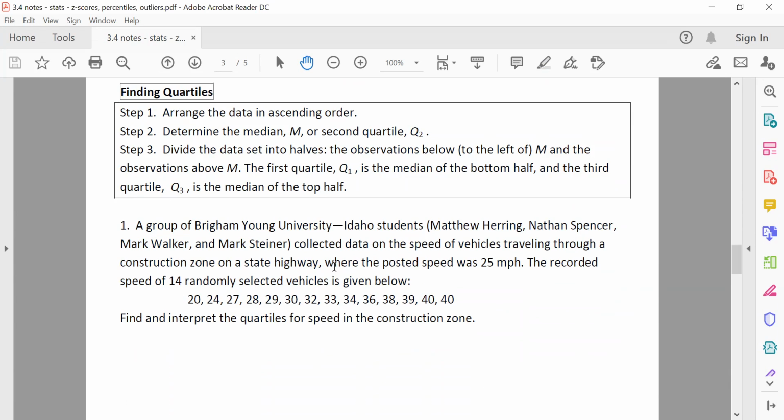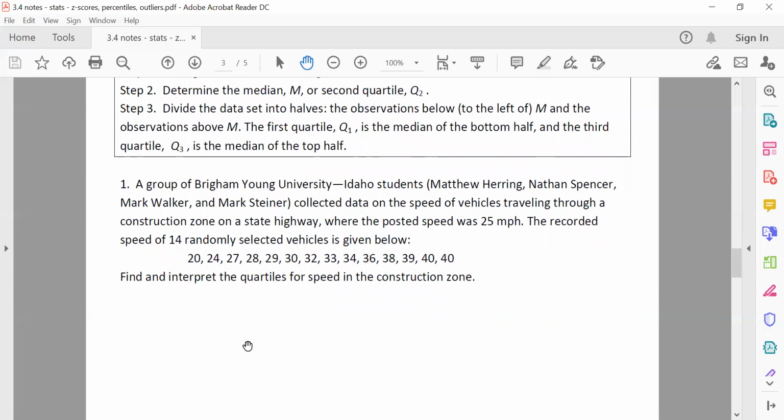So now, let's talk about how we find the quartiles. First, you have to put the data in ascending order, from least to greatest. Then you have to determine the median. We already know how to do the median. We've already figured that out in previous lectures. But now we have to find the quartiles. So once you have the median, divide the data set into halves: the observations below the median and the observations above the median. The first quartile is just the median of the bottom half. The third quartile is the median of the top half.